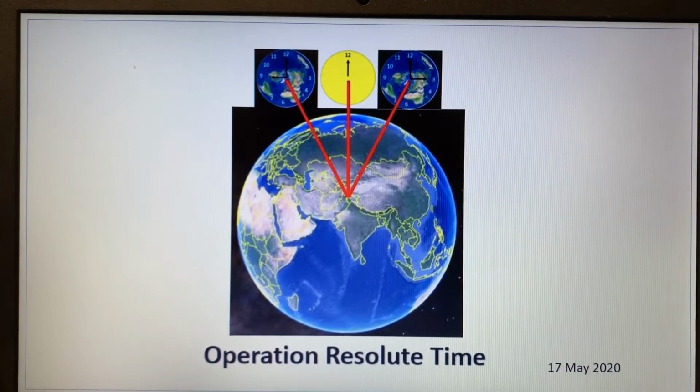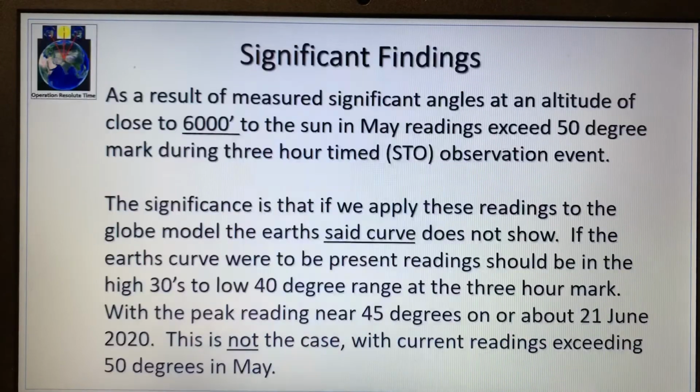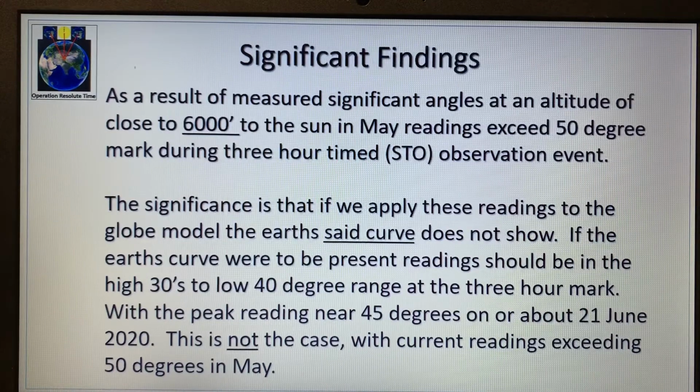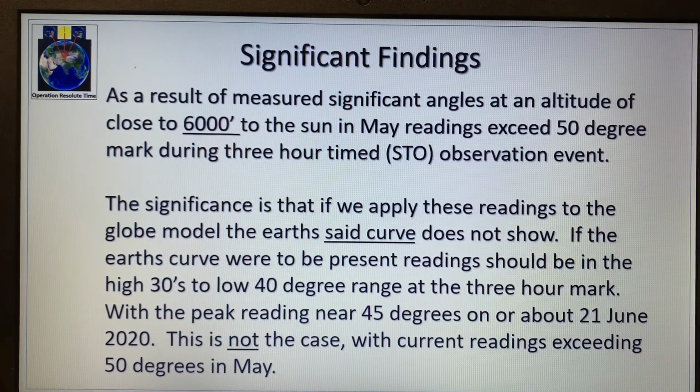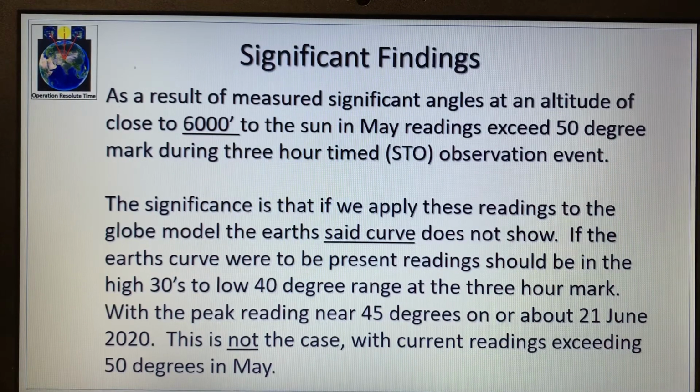Our ongoing operation, Operation Resolute Sun, we initiated in February 2020. We started measuring sun angle, and we've got some pretty significant findings: significant angles at just under 6,000 feet to the sun in May, readings that exceed just over the 50-degree mark at the 3-hour timed STO observation event. In other words, a solo timed observation event.